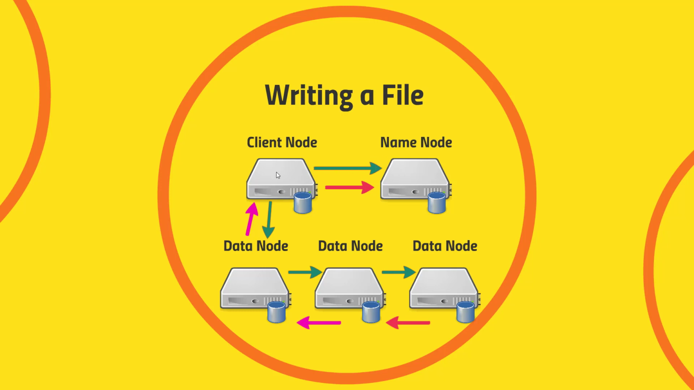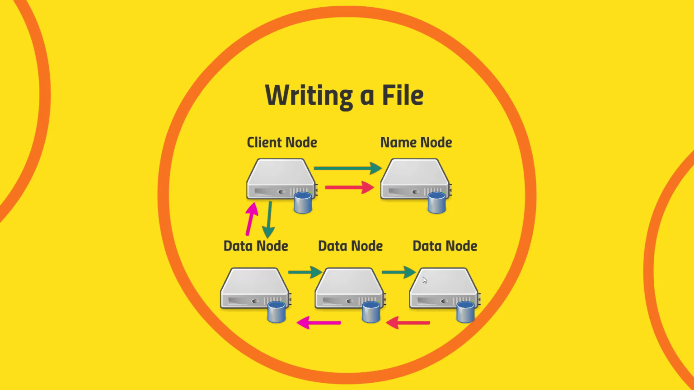And your client node will then say, okay, Mr. Data Node, and talk to a single data node and say, here's my data, here's my file. And your data nodes will then talk to each other to actually replicate those blocks across multiple nodes. So that information from the name node comes back through the client node down to the data nodes, where the data nodes then talk to each other.